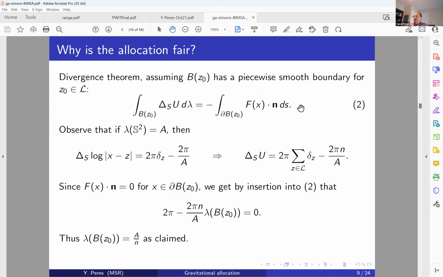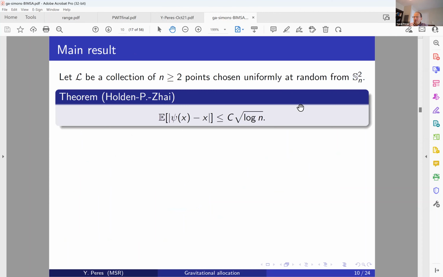So this is a very nice fact, which just follows from the divergence theorem. When we proved it, it's new in this setting, but it's really not a new principle. It's well understood in a variety of other settings. What was new in our work is the proof that the distance traveled by a point is at most root log n.